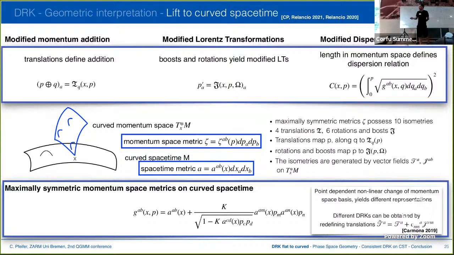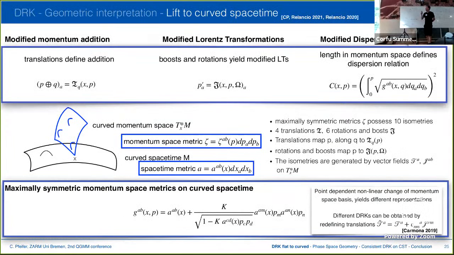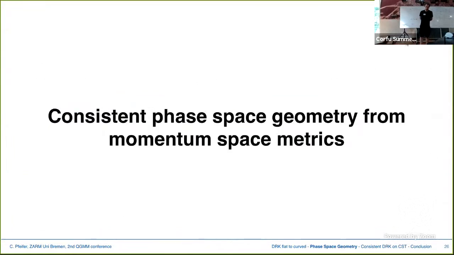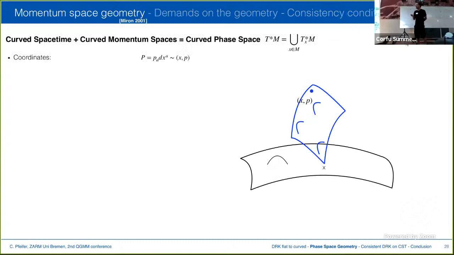Okay. Now, this should motivate why we want to look at position-dependent momentum space metrics, so metrics which depend on x and p. So let us study the geometry of such metrics, and the position-dependent momentum space geometry. Technically, we look at curved spacetimes and curved momentum spaces. Physically, we would call these curved phase spaces, point particle phase spaces. And mathematically, these are the cotangent bundles of a spacetime.